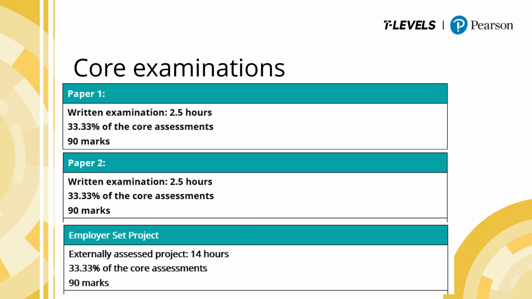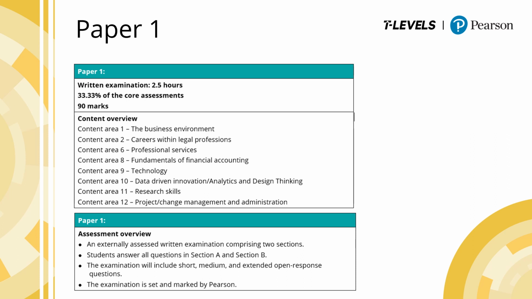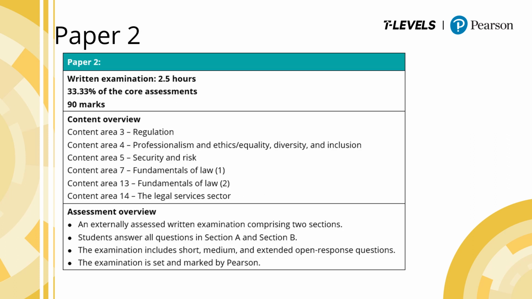We'll now go on to take a look in a little more detail at the two exams, using the scheme of assessment from the specification. Paper 1 covers elements 1 through to 12. The paper includes short, medium, and extended open response questions. Paper 2 covers elements 3, 4, 5, 7, 13 and 14. Elements 13 and 14 are only covered in this paper. This is the specialist core knowledge and understanding for the legal services technical qualification. The paper includes short, medium and extended open response questions in a similar format to paper 1.